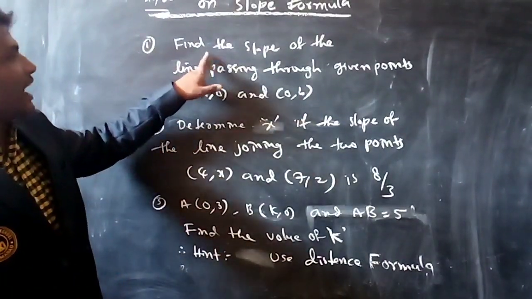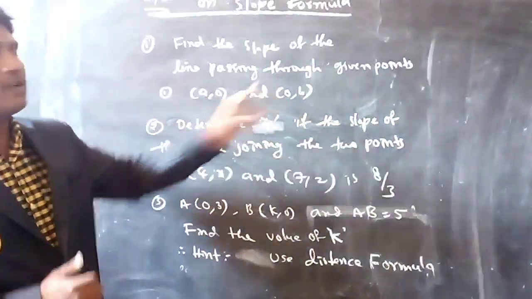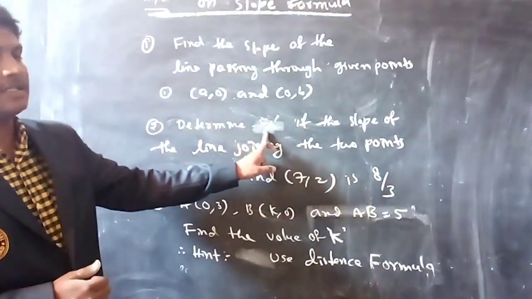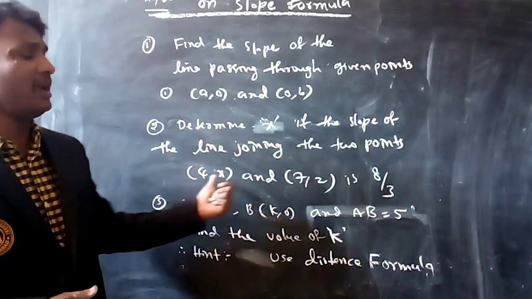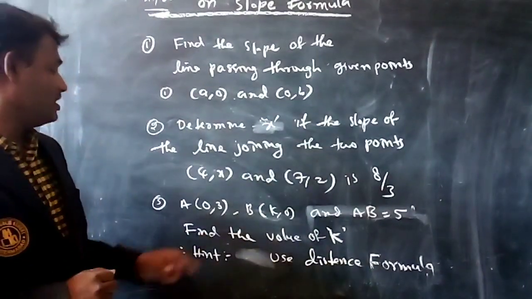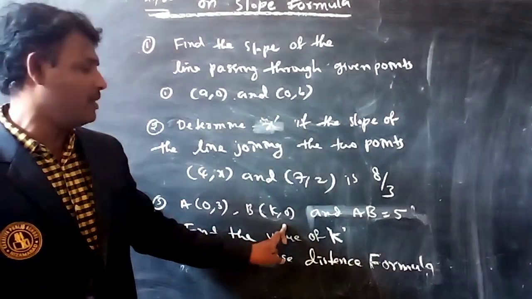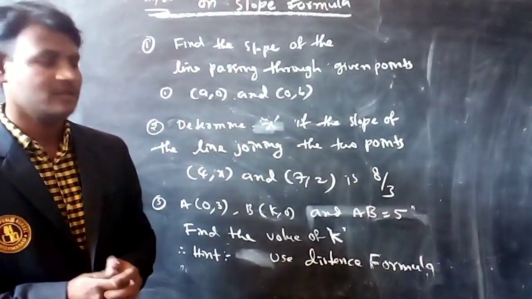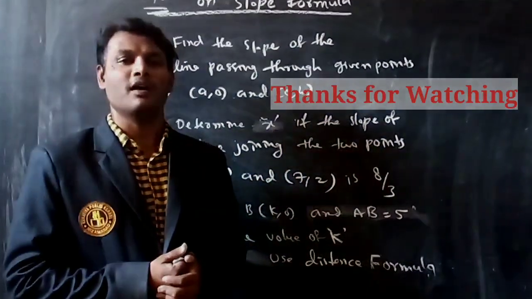Here are the homework questions on the slope formula. First question, find the slope of the line passing through the given points (a, 0) and (0, b). Second question, determine x if the slope of the line joining the two points (4, x) and (7, 2) is 8 by 3. Third one, (a, 0), (3b, k, 0) are the two coordinates of AB and AB is equal to 5. Find the value of k. So this one we have to do by using the distance formula. Thank you.